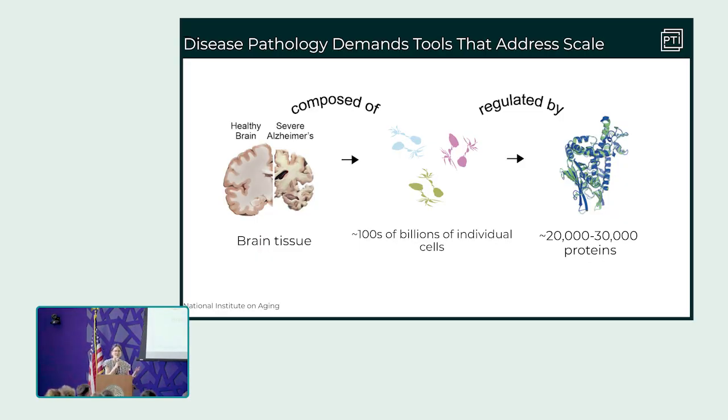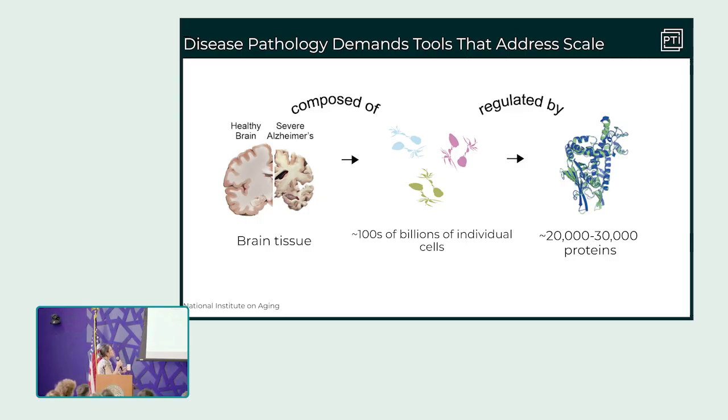So we're going to start off today's presentation with a biological example. The biological example that we provided is one of neurodegenerative disease, because at PTI, we're interested in applying our novel proteomics technologies to Alzheimer's disease. In this example, we have a human brain. Whether this brain is diseased tissue or healthy tissue, the brain is composed of hundreds of billions of individual cells. And each of these cells contains 20,000 to 30,000 proteins, and may contain hundreds to millions of proteoforms.